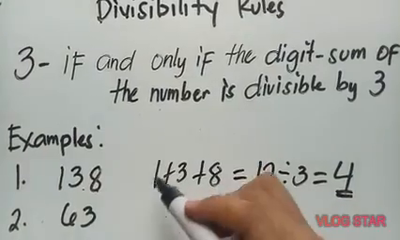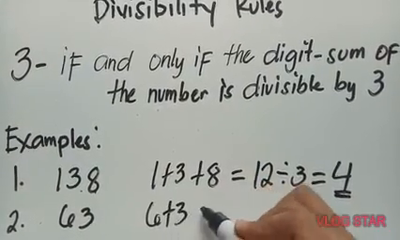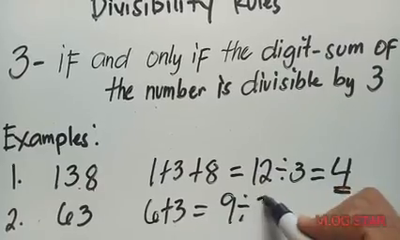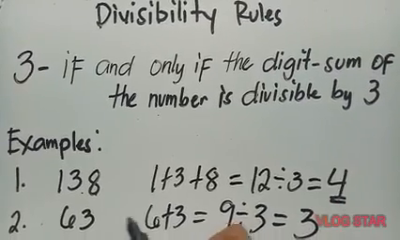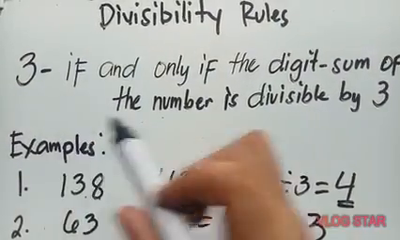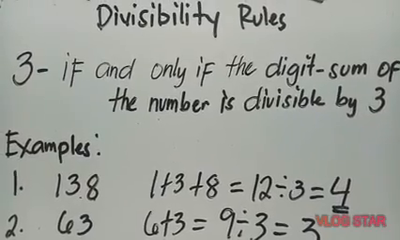Next is 63. 6 plus 3, the answer is 9. When you divide it by 3, the answer is 3. There is no remainder, so we can say that 63 is divisible by 3.